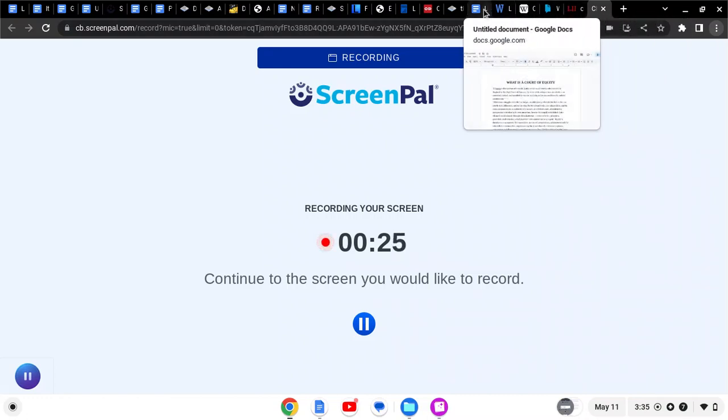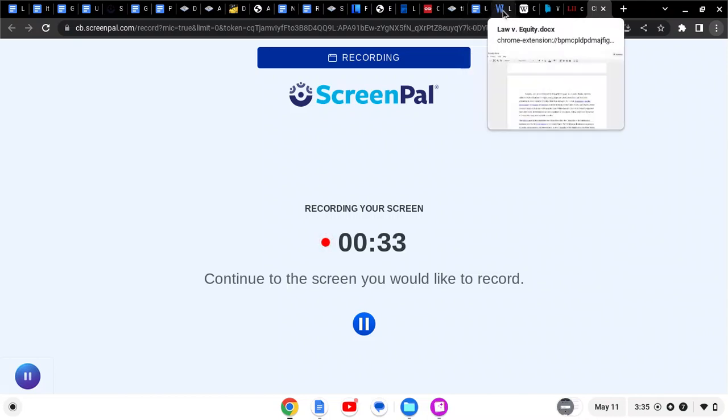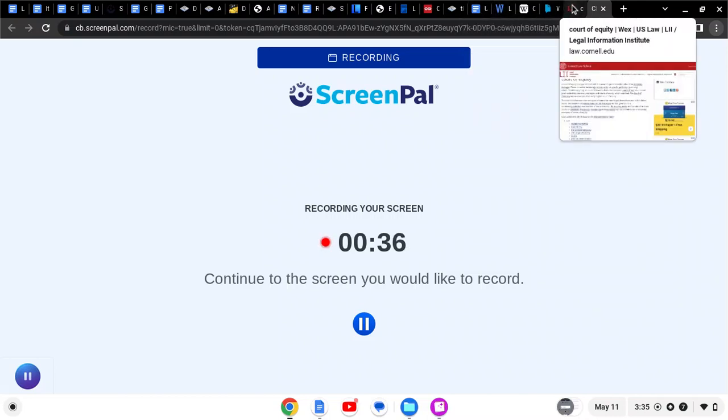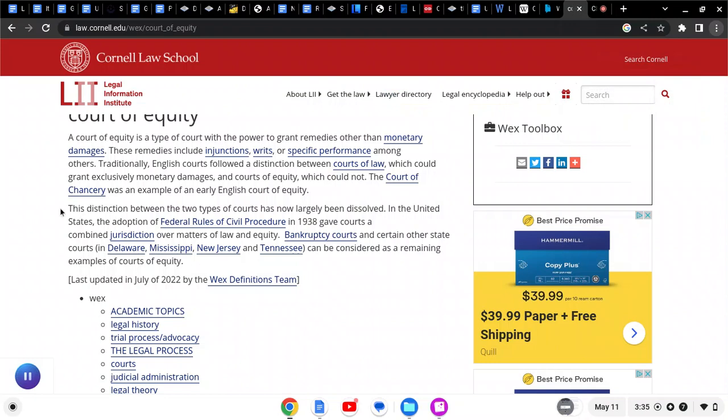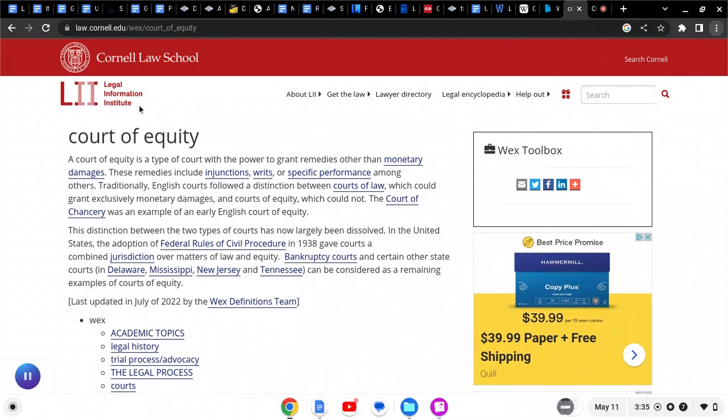If y'all ever watched any of my videos that talk about the merger of all of these courts into one court, I'm going to be elaborating on that a little bit, just a little, not too much. So today I'm just going to be explaining to you what a court of equity is, and then what equity is and what an equitable remedy is.